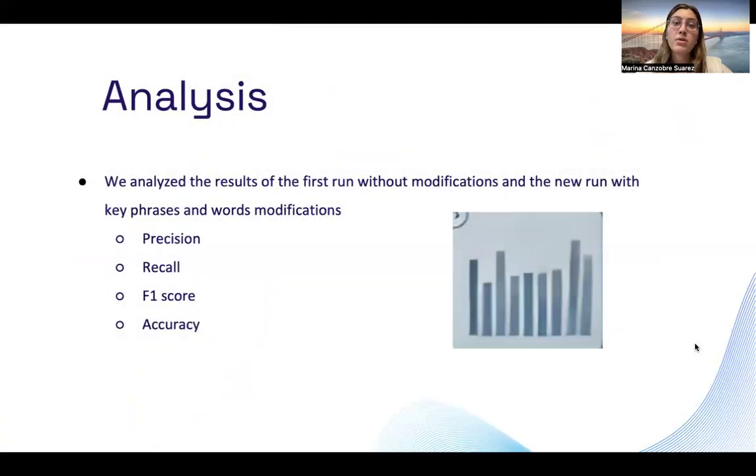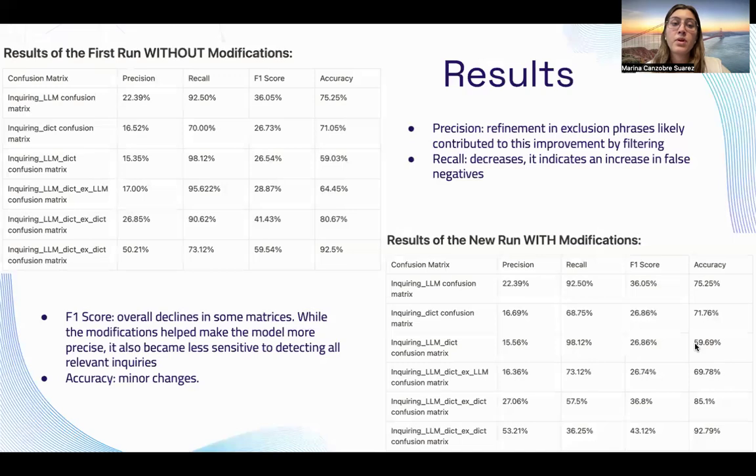We analyze the results of the first run without modifications, and then the new run with the key phrases and words modifications. Next slide. The analysis of reasons behind the changes. About precision, there's a slight increase in precision for most metrics, suggesting that the modifications help reduce false positives. The slight refinement in exclusion phrases likely contributed to this improvement by filtering out more irrelevant phrases.